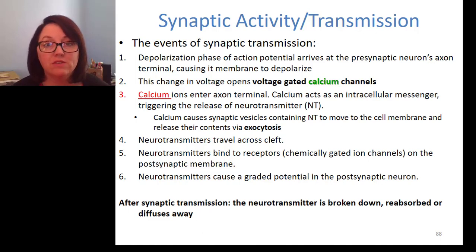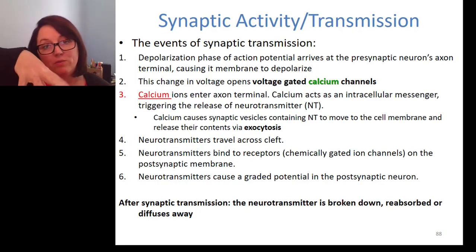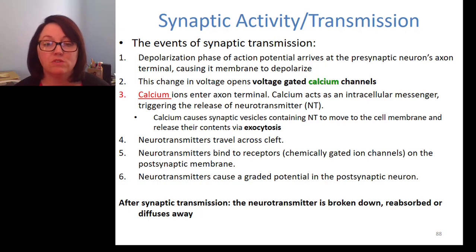Once the calcium ions are inside the neuron, they act as an intracellular messenger. Calcium ions are a very common intracellular messenger. We saw this in muscle physiology when the calcium would bind to troponin. So here calcium is going to trigger the exocytosis of the neurotransmitter. Calcium causes the synaptic vesicles containing the neurotransmitter to move to the cell membrane and then release their contents via exocytosis to the outside of the axon terminal. Basically, the neurotransmitters are released into the synaptic cleft.